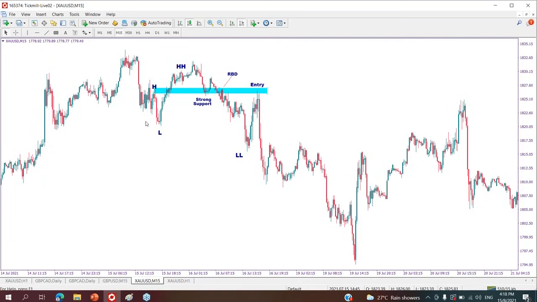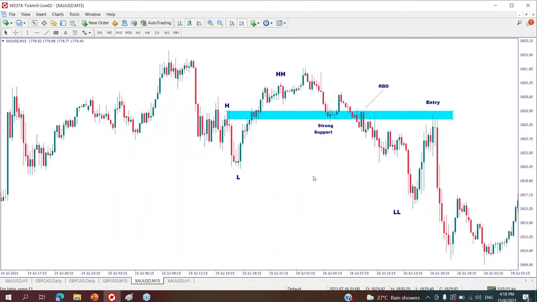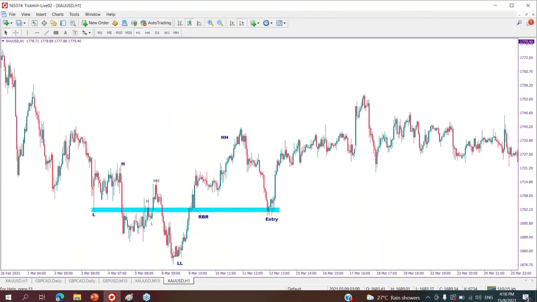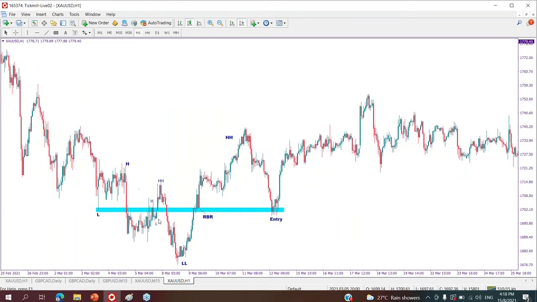And here also we have QM, we have high, low, higher high, and lower low. And at the same time, we can see that this is the strong support, and we have rally, base, drop. This rally base drop formed in a bearish engulfing. And then the price came back and continued to fall. See, this is a 2-in-1 setup. And this is the last we have.